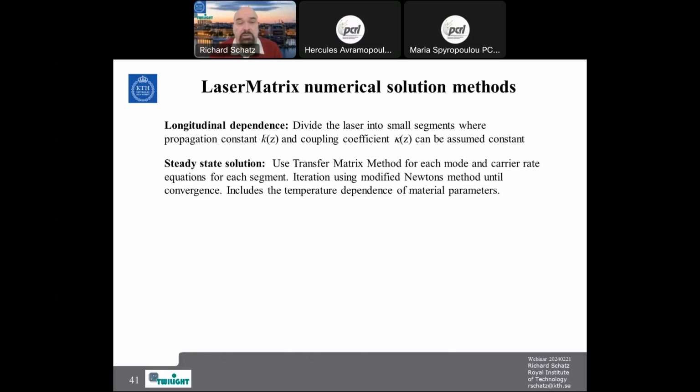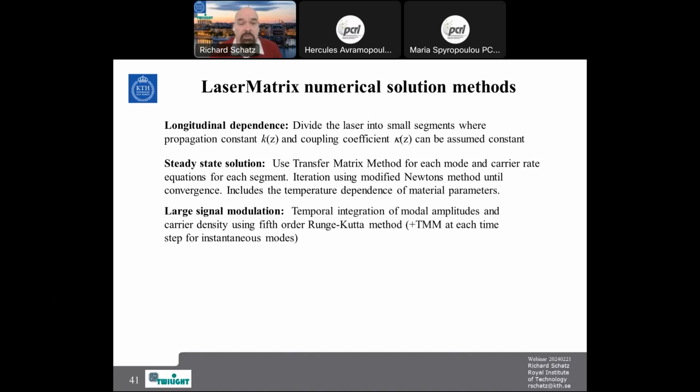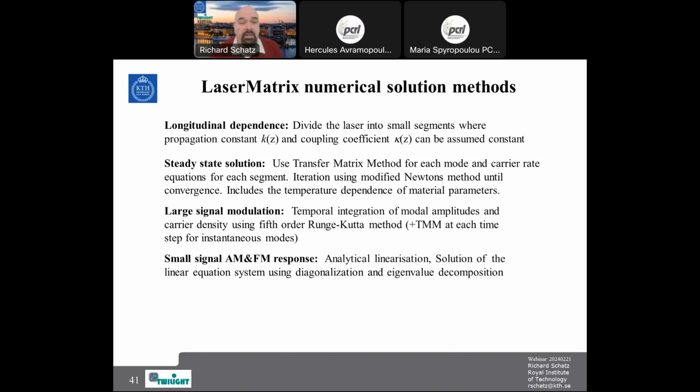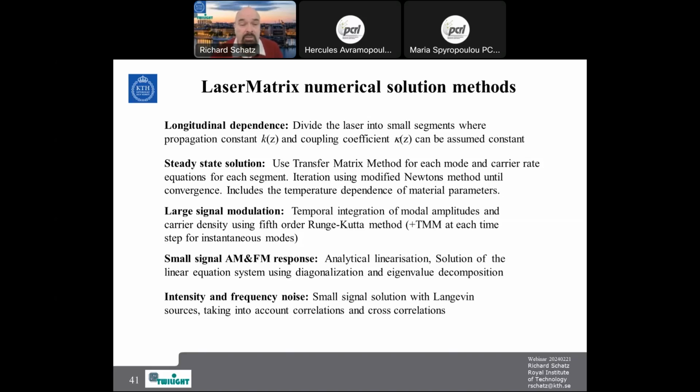So the steady-state solution uses this transfer matrix method for each mode and carrier rate equation for each segment. And then I use iteration using modified Newton's method until convergence. And it includes the temperature dependence of material parameters, as I said. The large signal modulation, it's a temporal integration of modal amplitudes and carrier density using fifth order Runge-Kutta method. And then I have the small signal AM and FM response, and also the noise. It's a multi-mode, resolved dynamic model, noise model, which I will go through a little bit.